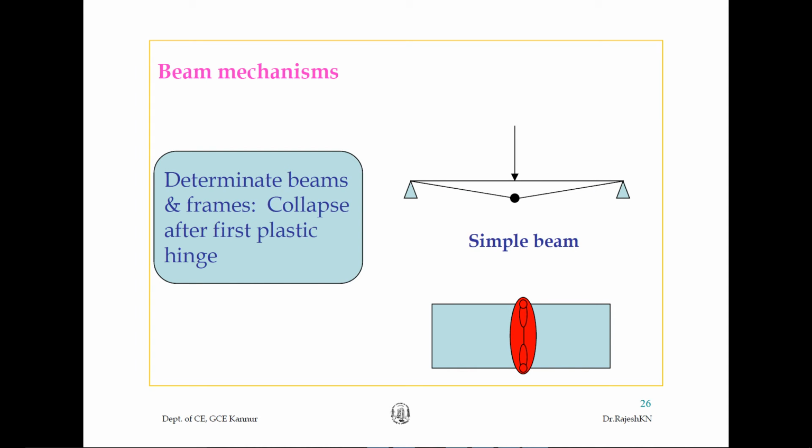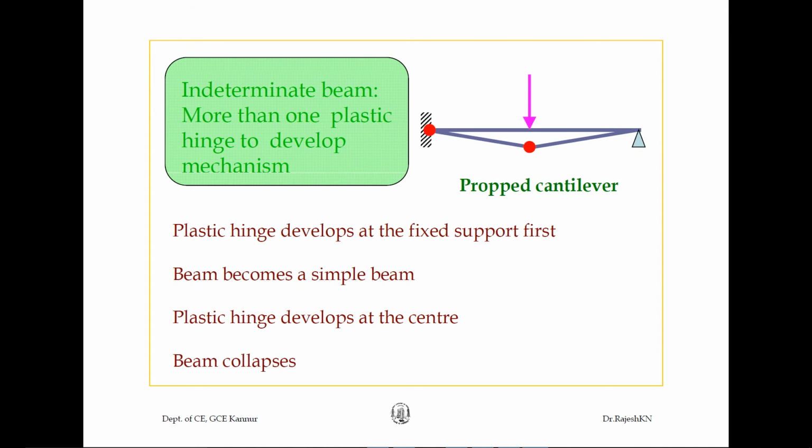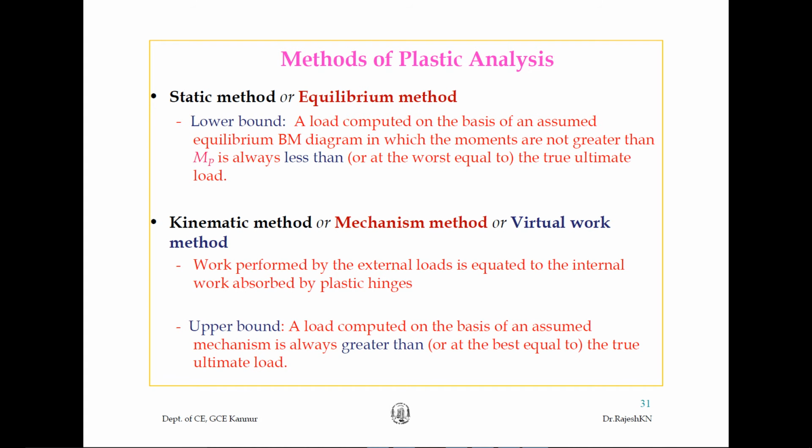Now beam mechanism. This mechanism we will only consider for a simple beam, a simply supported beam with a point load acting at the center. This is a fixed beam. There are different types of beams we are talking about: propped cantilever, and so on. This is a sway mechanism, a gable mechanism.